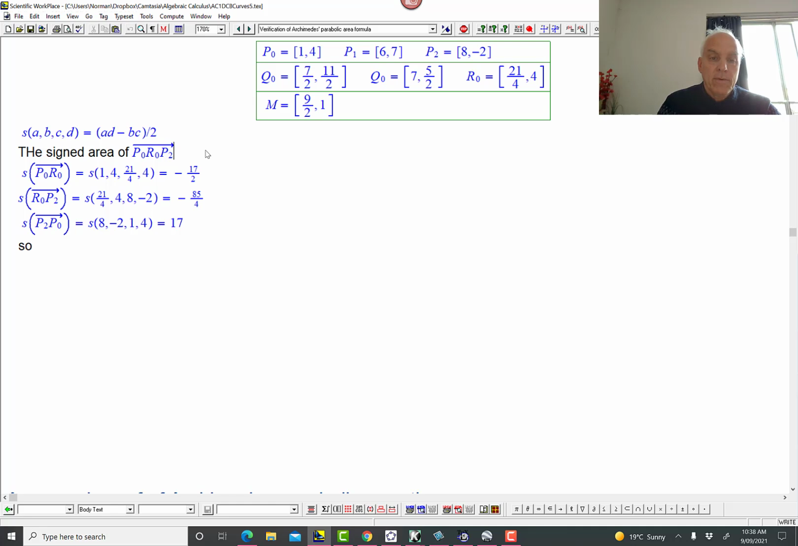this oriented triangle that we have is going to be equal to the sum of these things. It's going to be minus 17 over 2 minus 85 over 4 plus 17 for a total of minus 51 over 4.